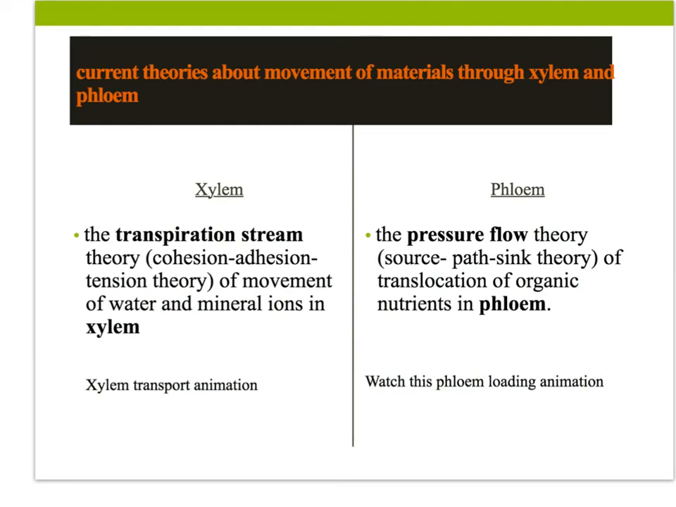So here are the two current theories. For xylem, the theory is referred to as transpiration stream or cohesion-adhesion-tension theory. There are animations that you can watch. I recommend that you look some up and watch them. For phloem, it's called the pressure flow theory or the source path sink theory. It's also referred to as sugar loading or phloem loading. And translocation is the common name there, whereas it's transpiration for xylem.